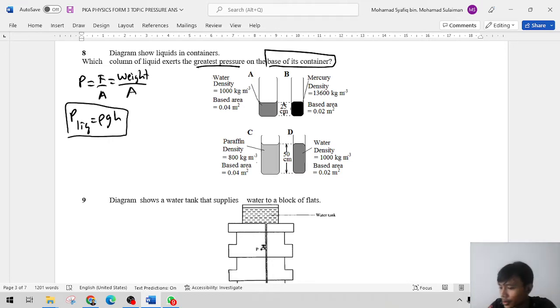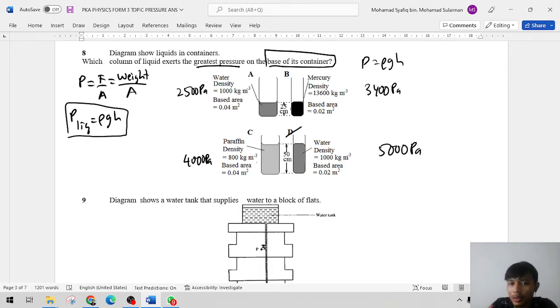So for the first one, we got 2500 Pascal. B, we got 3400 Pascal. So all of these I use P equal to rho GH. C, we got 4000 Pascal, and D, we got 5000 Pascal. Okay, so we need to calculate all 4 containers.